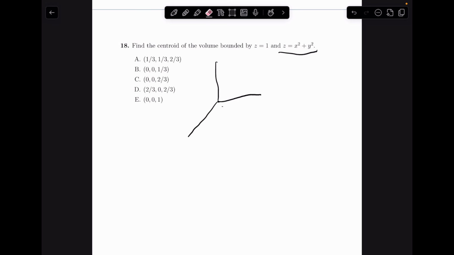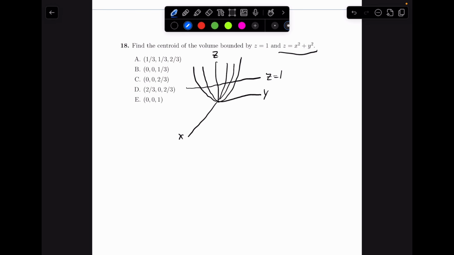So this is our x, y, and z. I'm going to make it a little bit more exaggerated here, but this is our z equals 1, and then our paraboloid is going to look something like this. And the region that we're after is this thing right here.